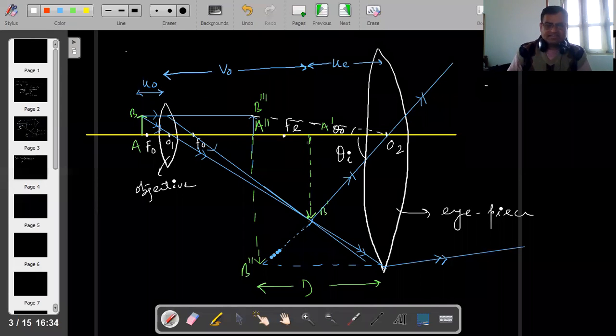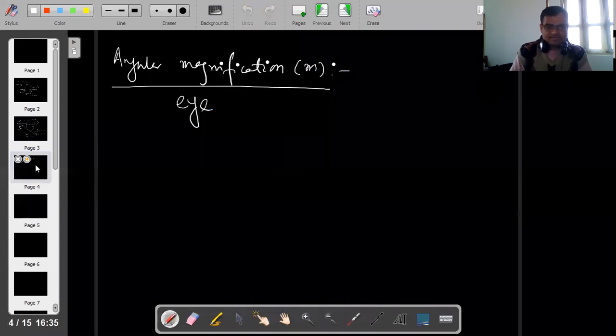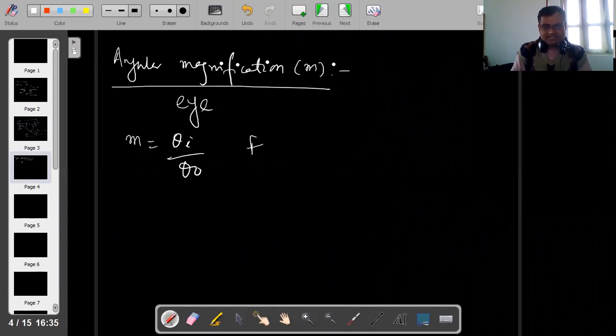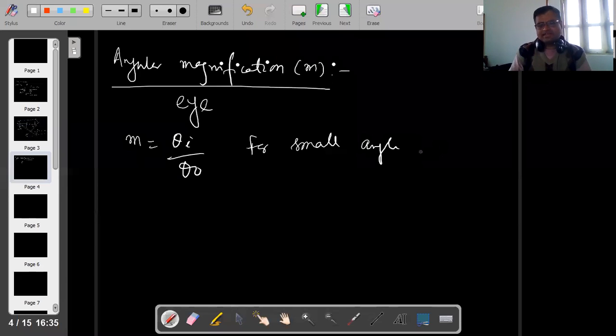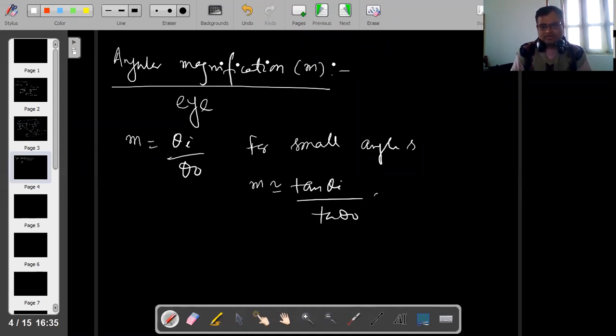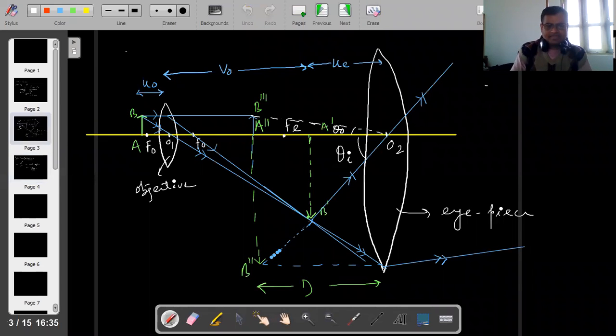In the diagram, the object is taken to D. Got this? Are you completed? Yes, sir. Now, angular magnification M is equal to theta I by theta O. For small angles, M is nearly equal to tan theta I by tan theta O. What is tan theta I?